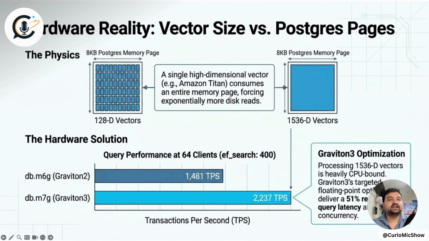The slide also shows the hardware solution: Graviton optimization. For high-dimension vectors, query processing can become heavily CPU bound. Better floating point performance can reduce query latency significantly. So vector database architecture is not only math, it is also hardware engineering. The shape of the vectors affects the shape of the infrastructure built.